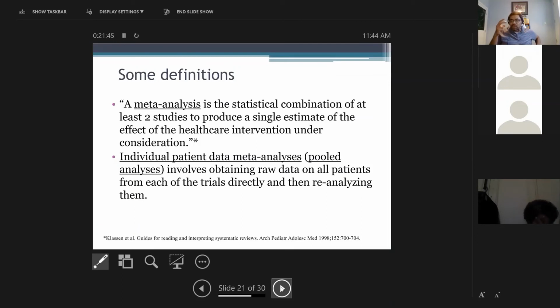You need at least two trials to generate the diamond, right? The diamond is the pooled estimate in a forest plot. If there's only one study, there is no meta-analysis, okay? So it's a statistical combination or pooling to produce an overall odds ratio or an overall pooled risk ratio. That's what a meta-analysis is all about.